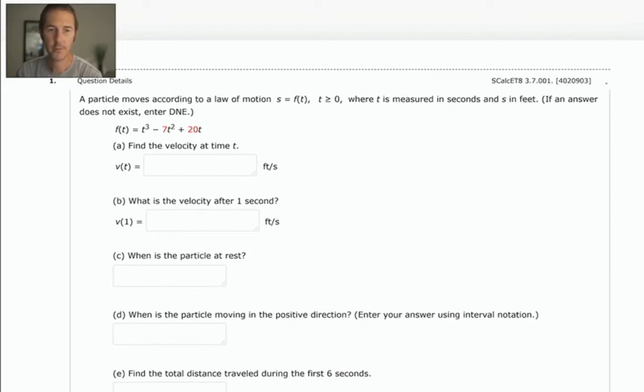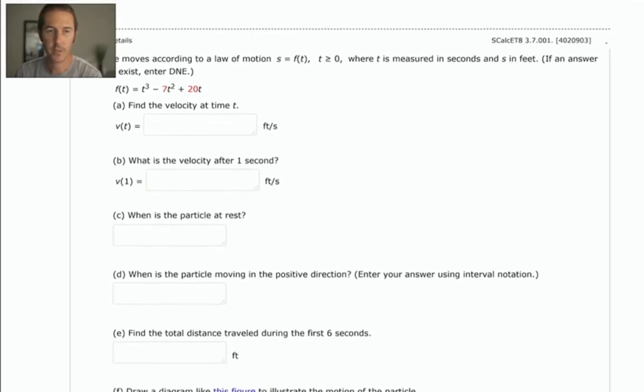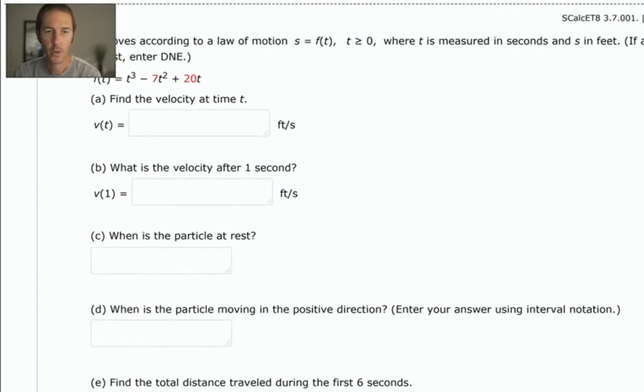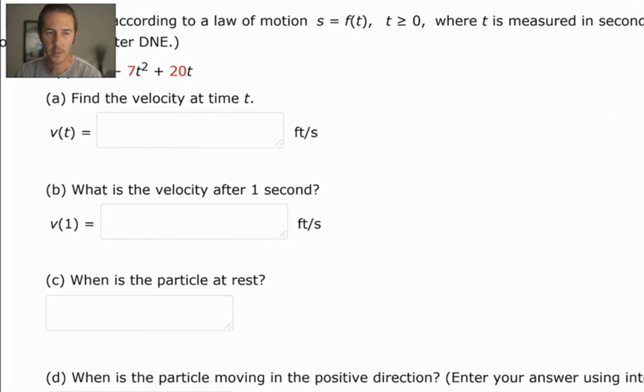We want to find the velocity at time t. All you need to do is take the first derivative to get your velocity equation. What is the velocity after 1 second? It tells you what to do here. Plug in a 1 into your v equals, or your v of t equation, or function.